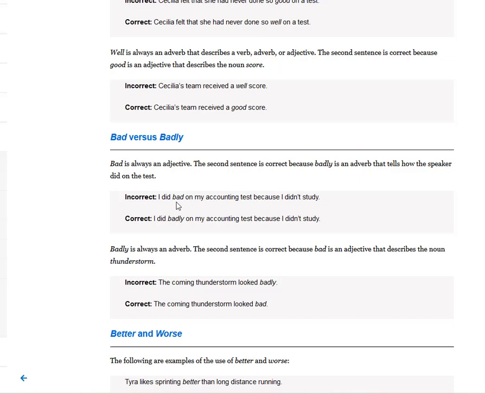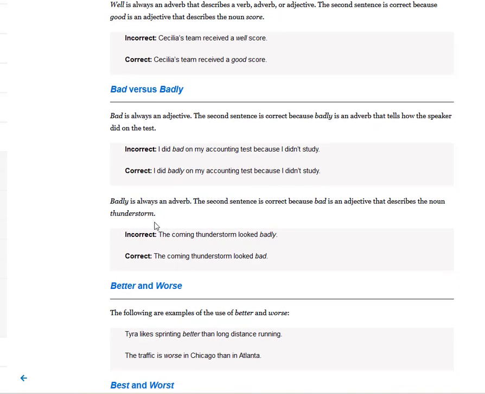So you could say bad student, bad grade, but you can't say I did bad, because then bad is trying to modify did, a verb. If you want to turn it into an adverb, okay, only adverbs modify verbs, so therefore you would use badly, because any word that ends in ly is an adverb, and then it would modify did. So badly is always an adverb.